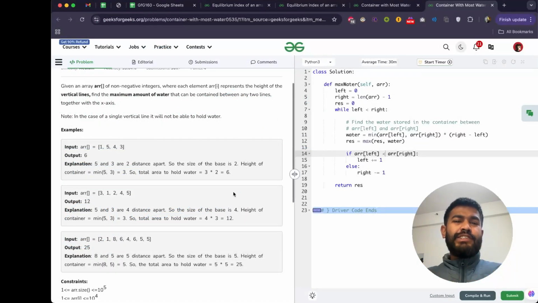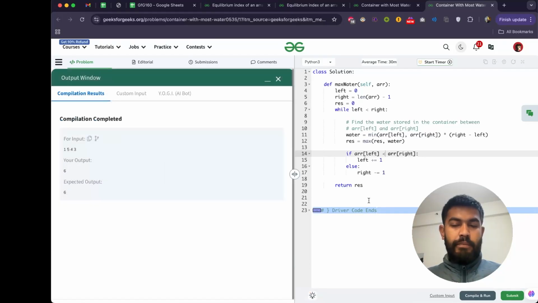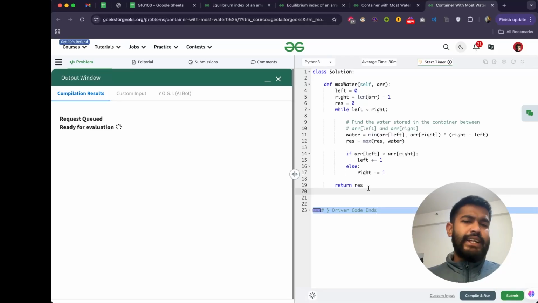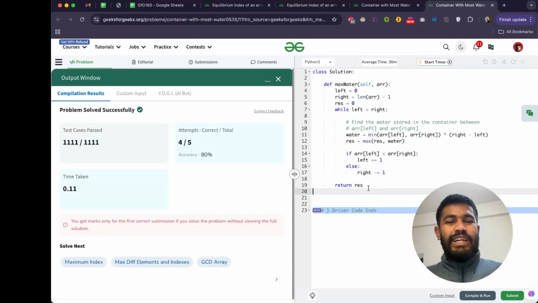Let us see if this approach really works or not. Let us run for the sample test cases. And yep, this works fine for the sample test cases. Let's just submit this and see if we can get an AC or not. And yes, we got an AC.